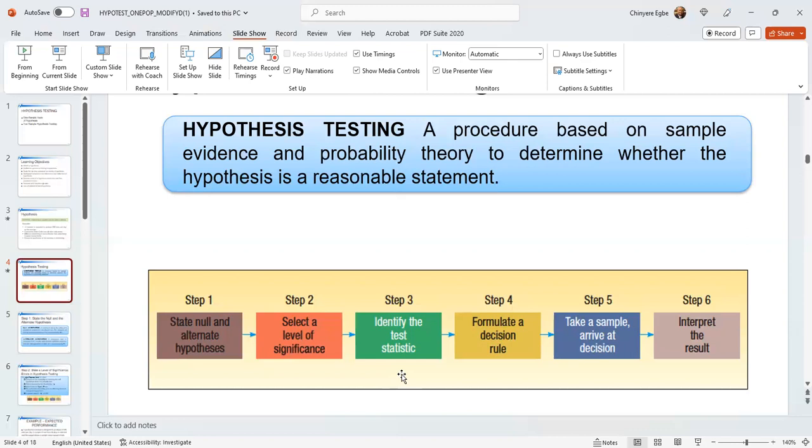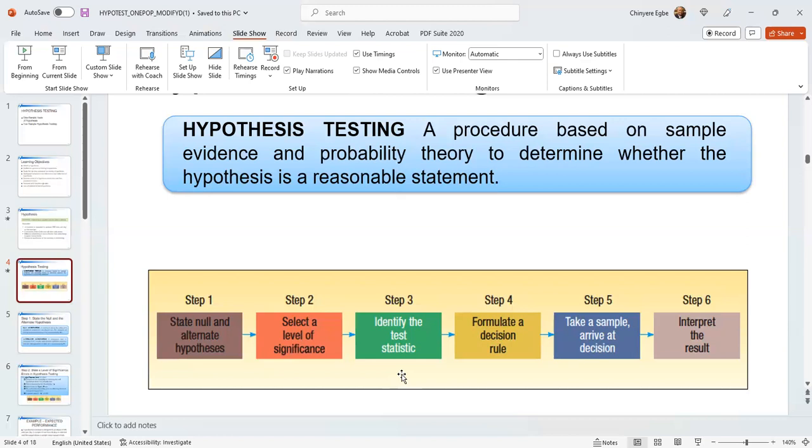Then you formulate a decision rule. The decision rule simply says if the calculated Z is greater than the critical Z, then we reject the null hypothesis. Then you take a sample. Once you take the sample, you calculate the sample mean, which is X bar, and then you can calculate the sample standard deviation, which is S, and then you apply the decision rule, and then interpret the result.